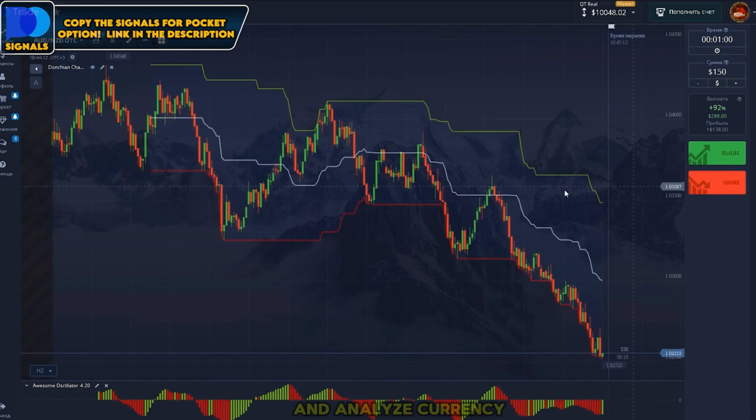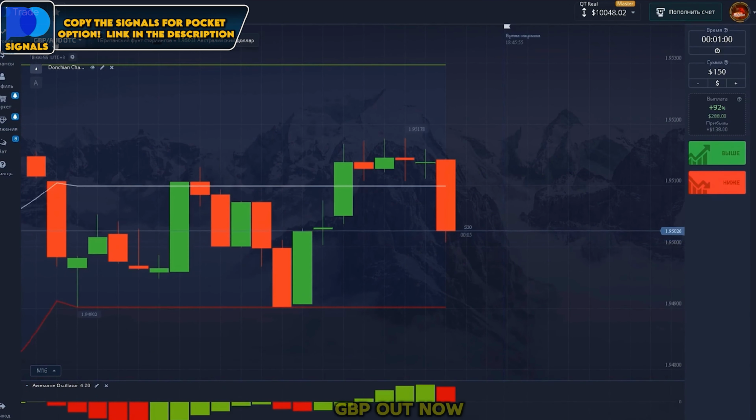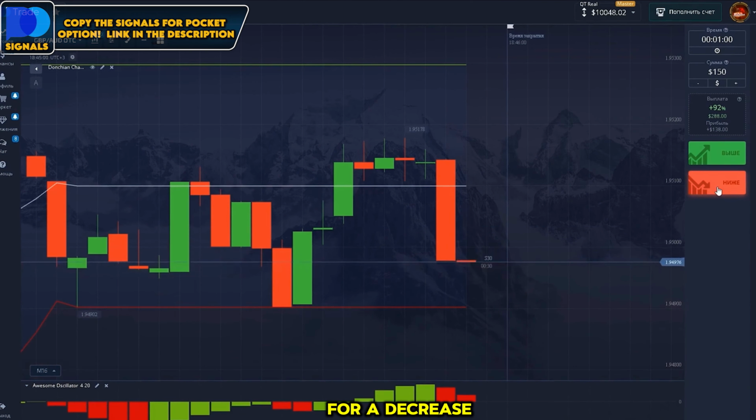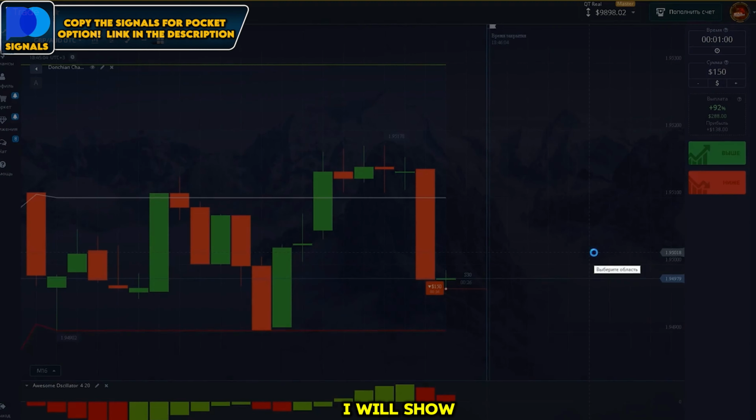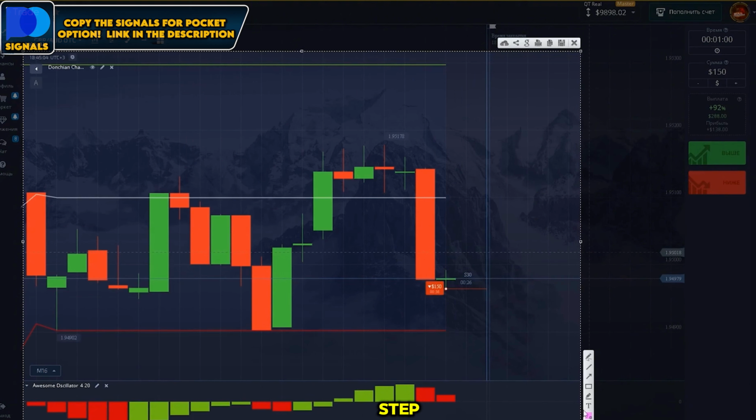Let's make a trade on it and analyze. Currency pair GBP out. Now we will open our trade here for 1 minute for a decrease. Our trade is open. Now let's analyze this situation. I will show you why we opened down here. I will then explain step by step how to open trades using this indicator.